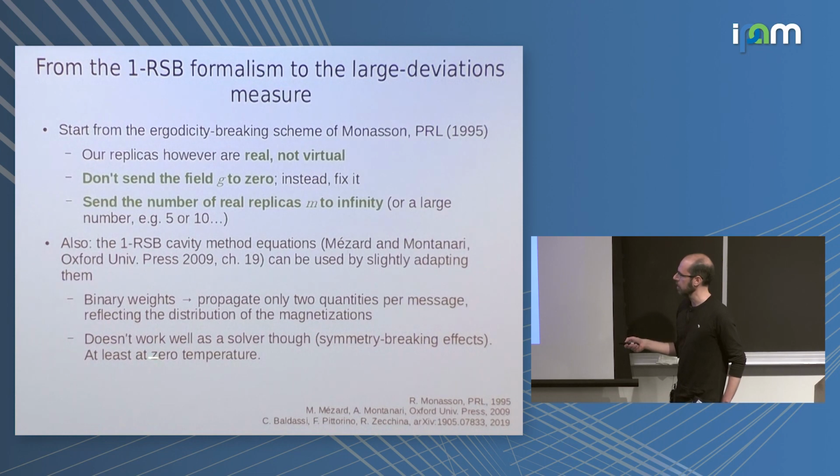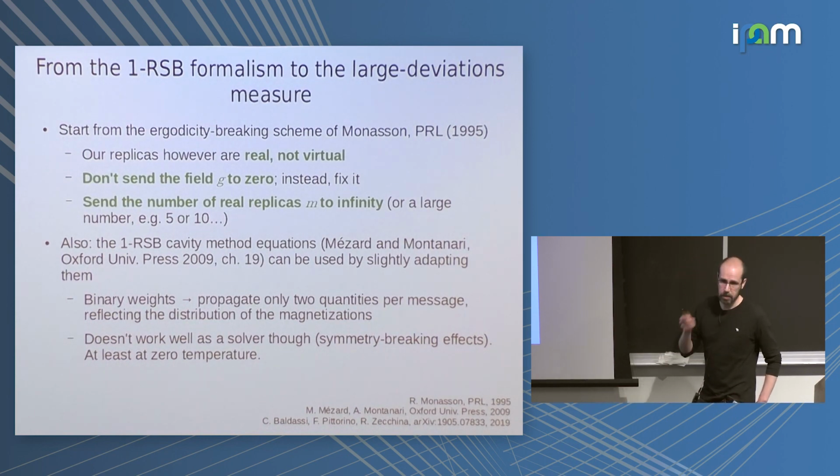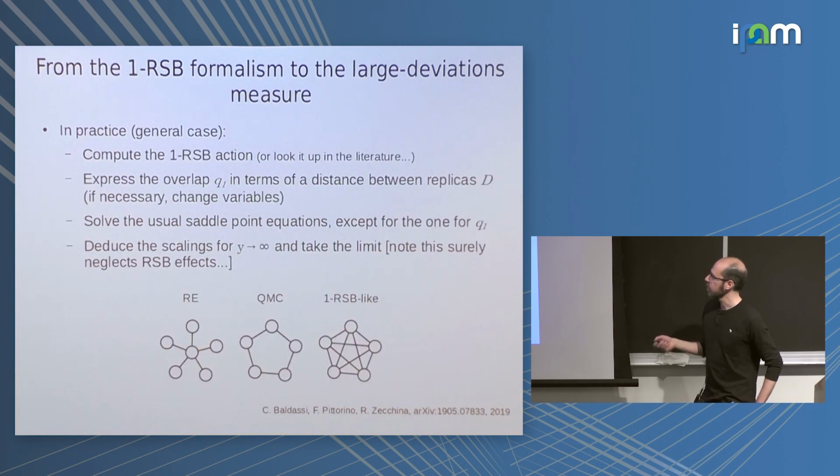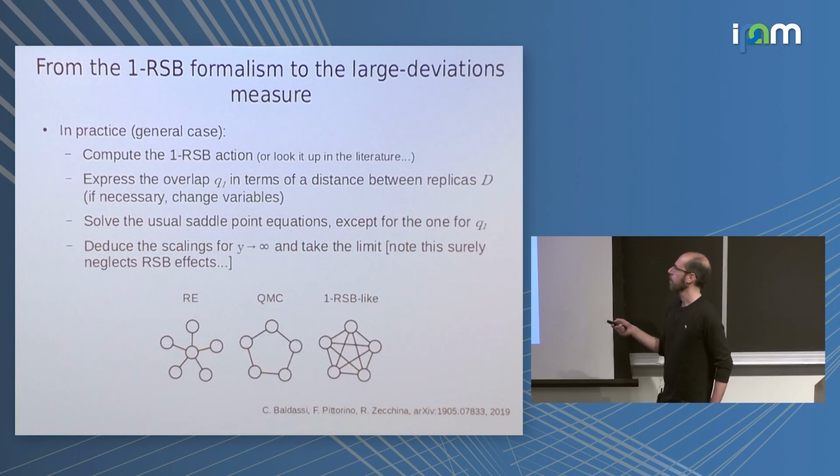The thing is that when we try to use that as a solver, it doesn't work very well because of symmetry breaking effects, at least at 0 temperature. But there are alternatives to that, as I will show, that work around this problem, even though they are more approximate, let's say. So, in practice, in the general case, one can just compute the 1RSB action as one would usually do in this sort of problems, or even look it up in the literature, which is what we did.